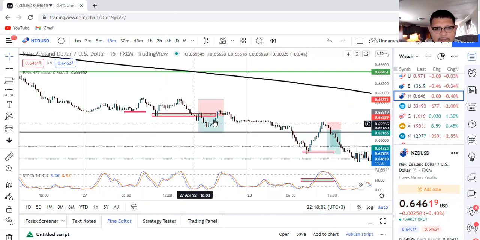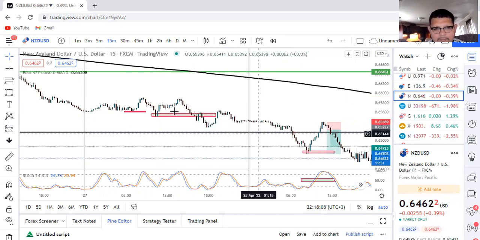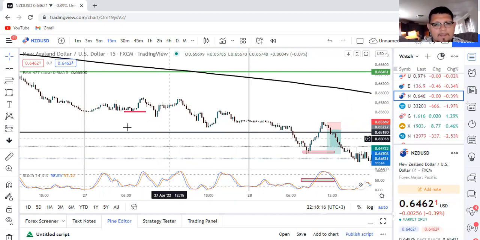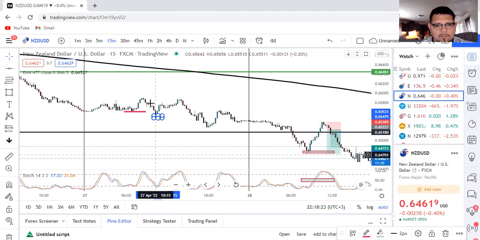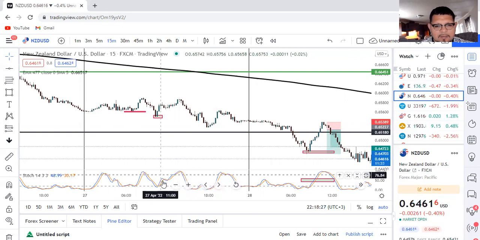So on the 15-minute, right here, we know that we're looking for a sell opportunity, right? So come around this time right here. Look at the stochastic. The stochastic comes below the 20, right here. Then the stochastic moves above the 50, somewhere around this area right here.